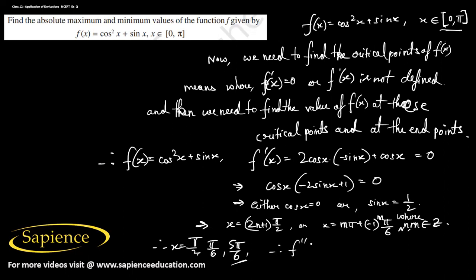Therefore, f dash pi by 2 is equal to f dash pi by 6, which is equal to f dash 5 pi by 6, that is equal to 0. So these are the three critical points, and at all points f dash x is defined. So these are the only three critical points.